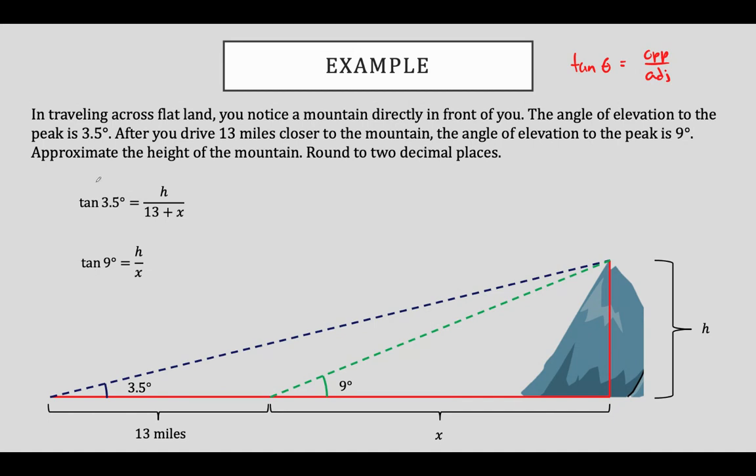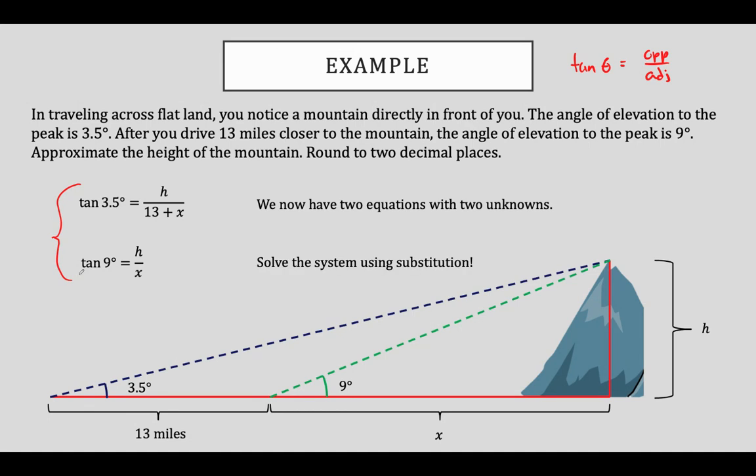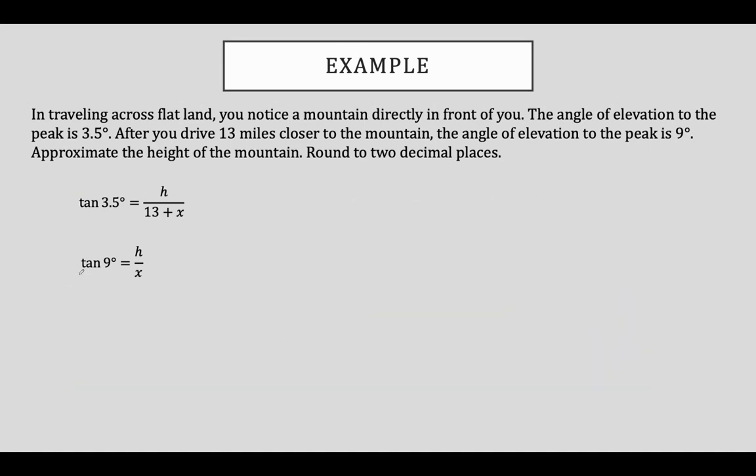So here we have two equations and two unknowns. What we have just done is created a system of equations. And how do we solve a system of equations? Using substitution, all right? We are going to use substitution to solve this system of equations. All right, so let's get rid of our picture here, clean this up because we're going to need some room to do some work. All right, so at the end of the day, our goal is to approximate the height.